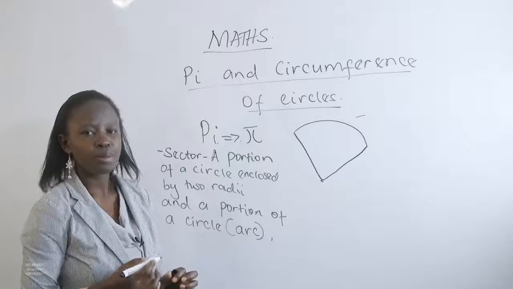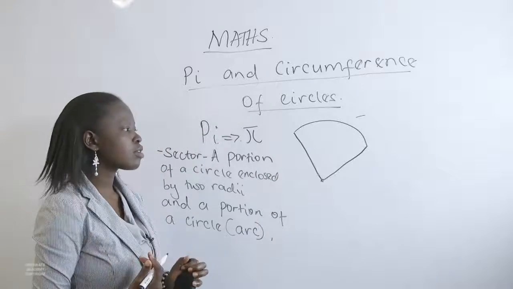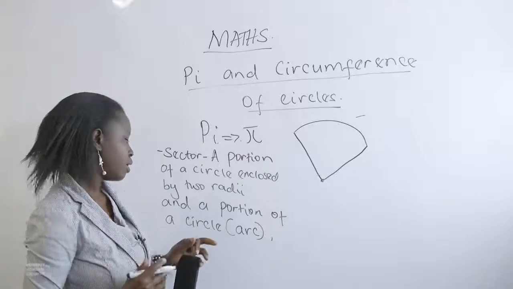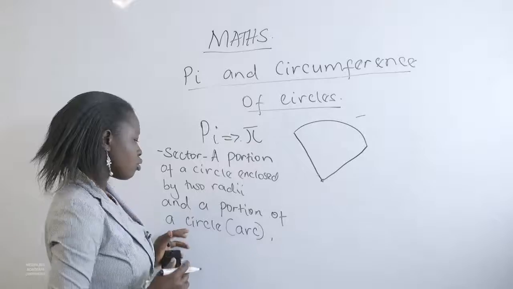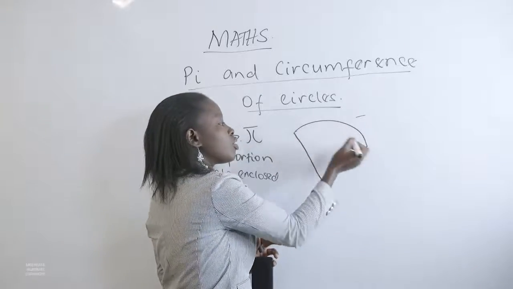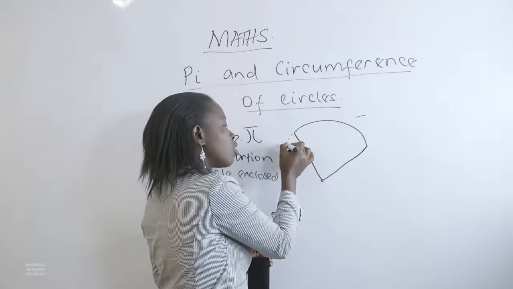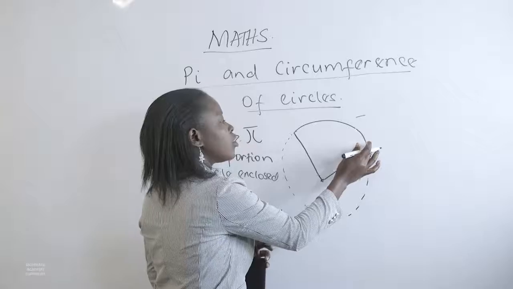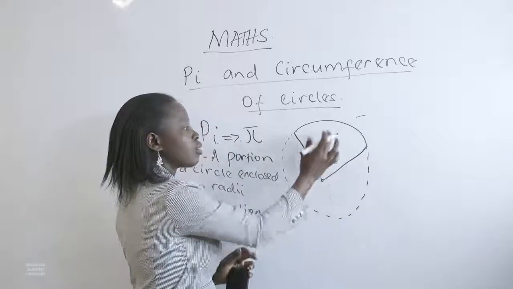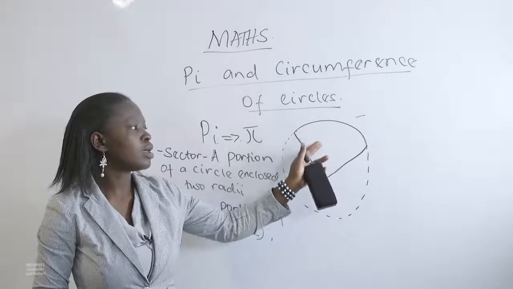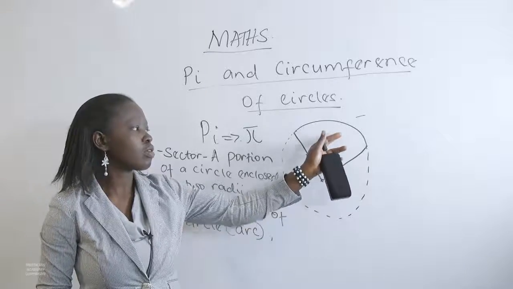Radii is simply the plural of radius. So it is enclosed by two radii and a portion of a circle. So we are having a portion. This is the portion of the circle. So if that was the whole circle, then I'm having a portion of the given circle that is enclosing, that is bringing about this given portion.